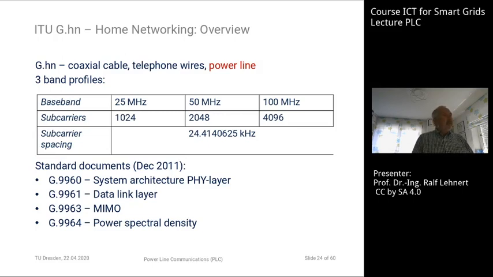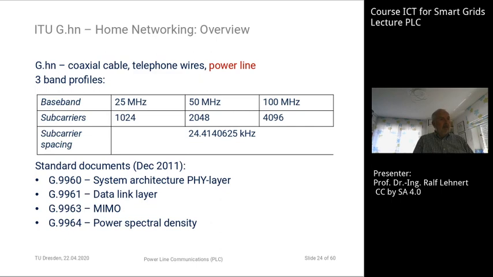As you can see, we are now talking about G.hn, the home networking standard of the ITU, which is currently used for PLC, but also for coaxial cables, for telephone wires, and there is a recent variant implemented by a Dresden company running on glass fibers. So for PLC we may use 3 band profiles which differ only in the width of the baseband. The smallest baseband uses a 25 MHz frequency range, or 50 for the medium one, or 100 for the big one.